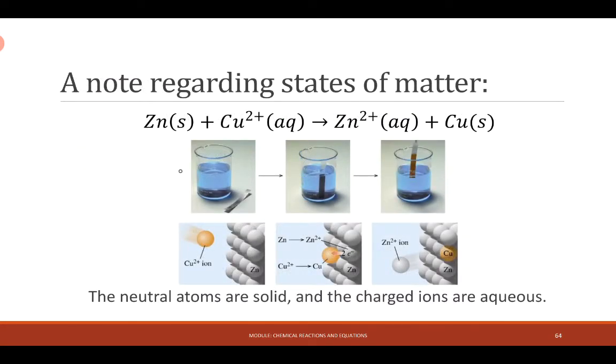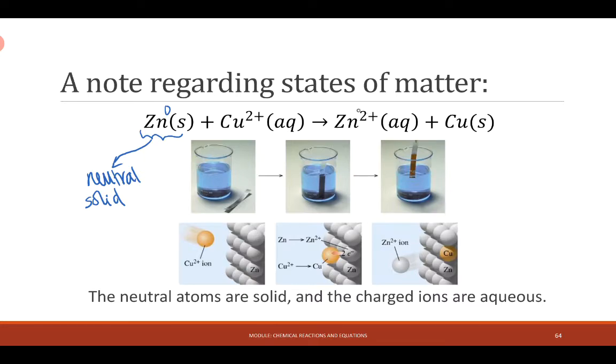Here's a note about states of matter for a redox reaction. Here we can see that we have Zn solid. Zn here is neutral. There is no charge written on it, and so it's neutral. And that means it's going to be whatever state of matter it normally is at room temperature. And so that is solid for most metals and other substances.